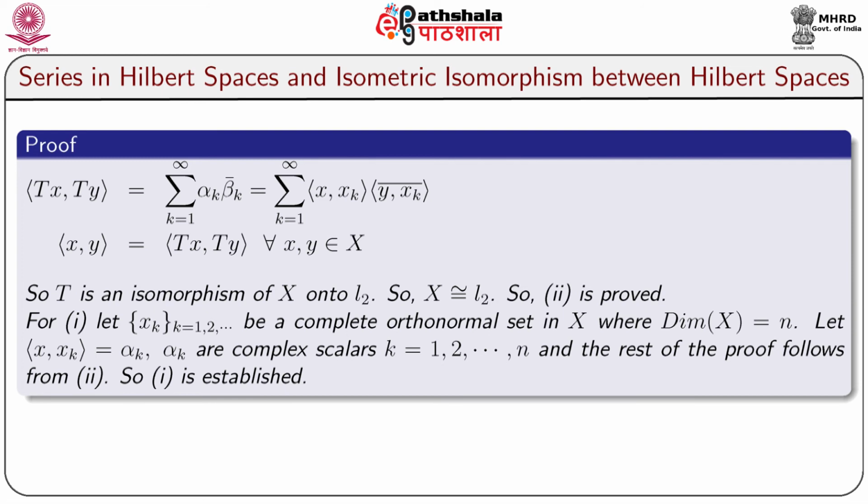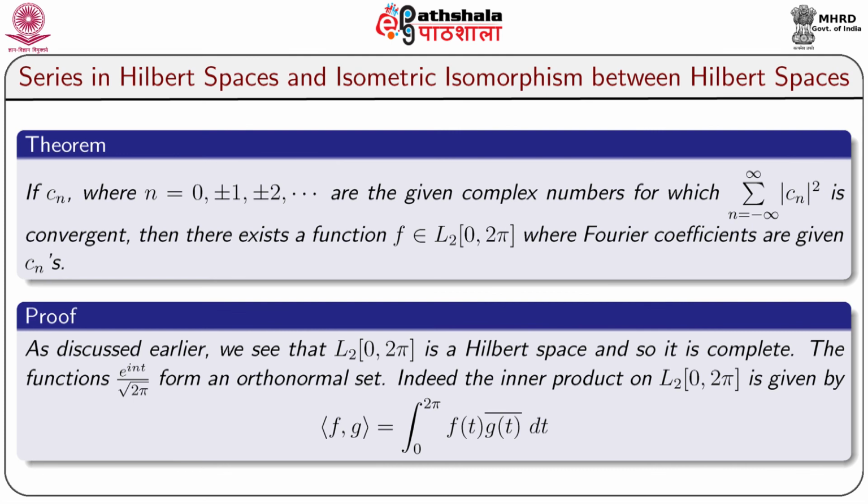So, 2 is proved. For 1, let xk where k equal to 1 comma 2 comma and so on be a complete orthonormal set in capital X where dimension of X equal to n. Let inner product x comma xk equal to alpha k where alpha k are complex scalars where k runs from 1 comma 2 and up to n, and the rest of the proof follows by 2. So, 1 is established. Now, let us take another theorem.